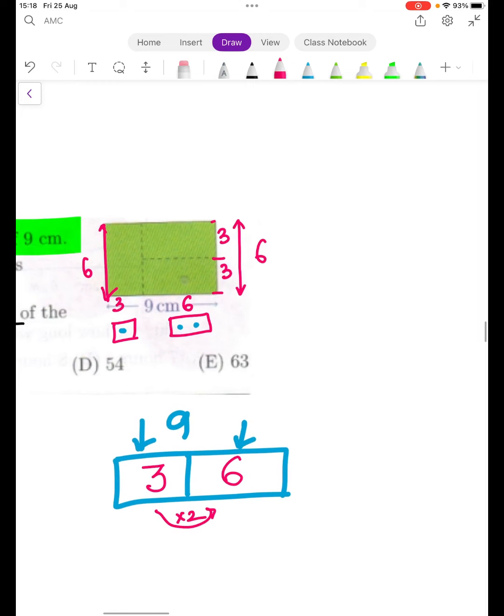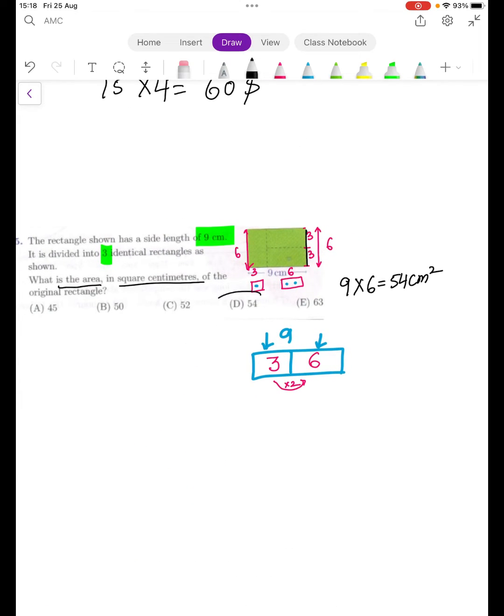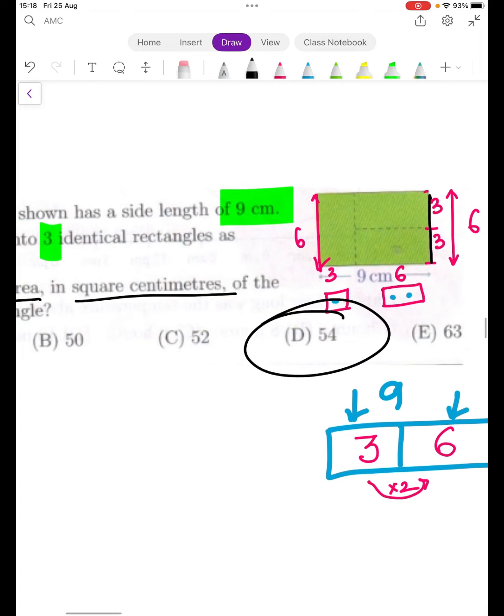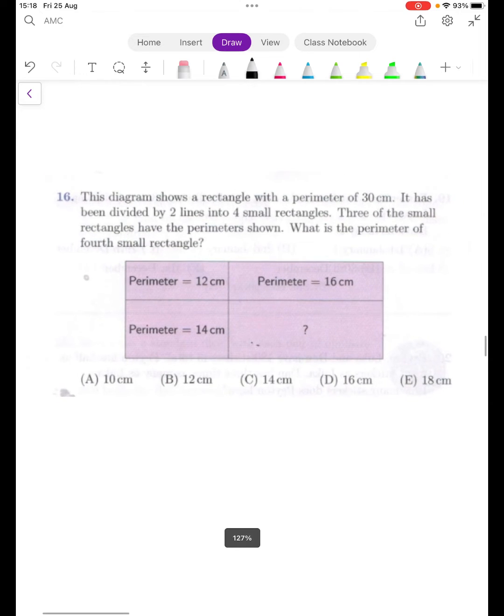And now we can see what was the area of the original rectangle. So we can see the original rectangle, the length was 9 and the width was 6, so it is 54 centimeters square. Let's see where's the answer, and here it is D. Our answer is D.